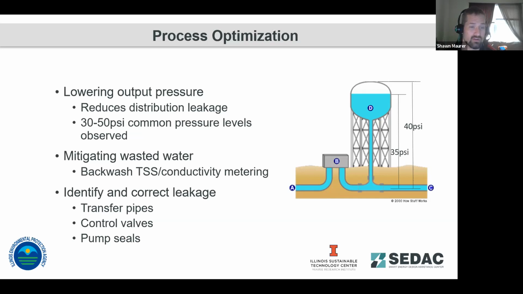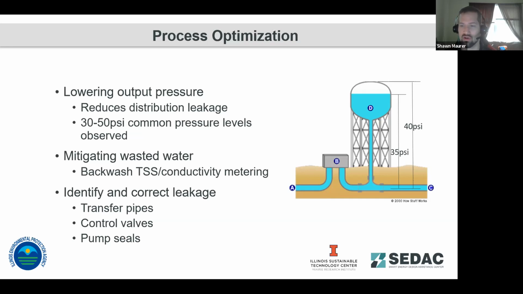And then identifying and correcting leakage, transfer pipes within the facility, control valves, pump seals, things like that we'll call out in the report. Depending on the amount of leakage, we may tie that to an energy number in terms of how much pumping energy is involved with that leakage rate. If it's a minor thing, then we're just going to be calling that out as something to address just for the longevity of the facility.